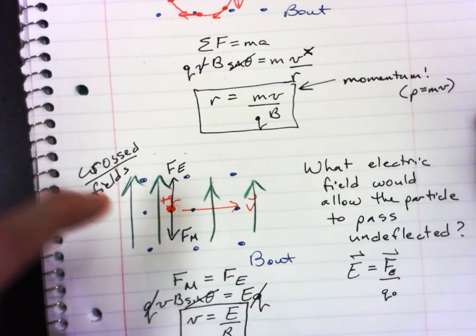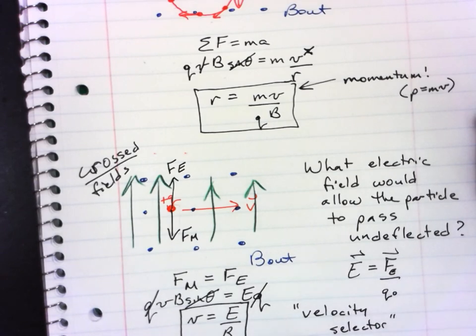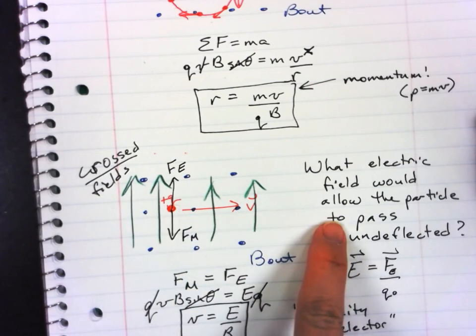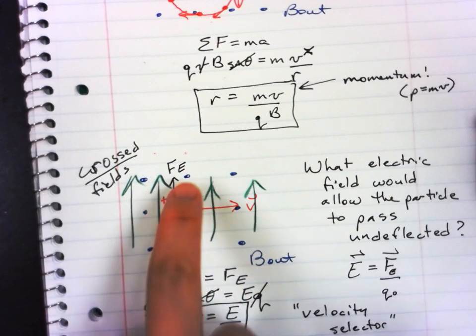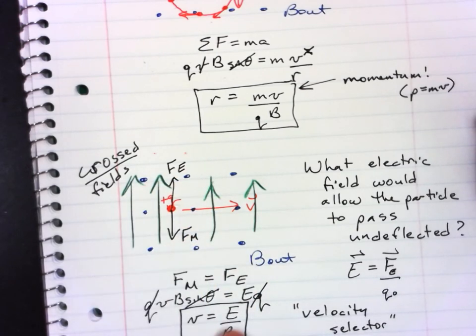So physically, this is called a velocity selector. This particle will only go straight through if, one, the magnetic and electric fields are oriented correctly, and two, their strengths are related by this equation. So if it's moving too fast, it's not going to go straight through. If it's moving too slow, it's not going to go straight through.